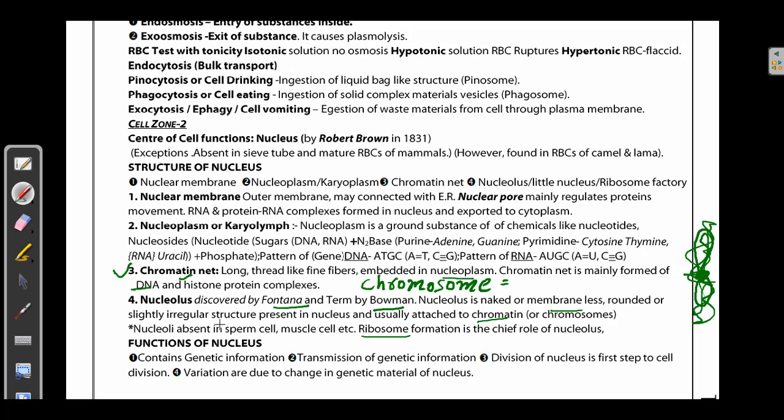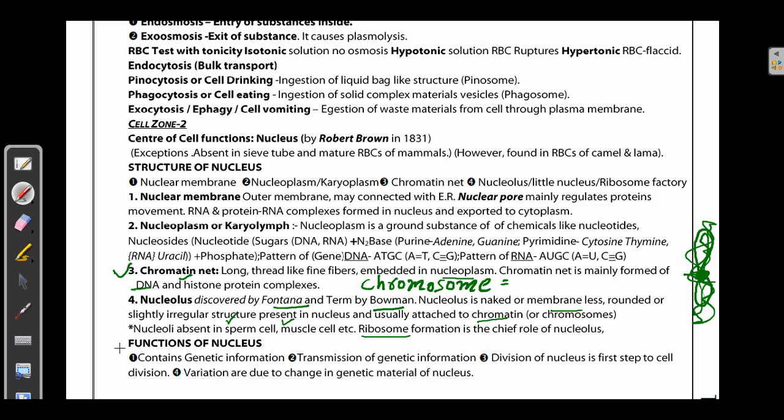There's no other function. The nucleolus is absent in a few places where there is no need to produce ribosomes. For example, the sperm cells, where it doesn't need to produce any proteins; it only has the exact chromosome number that is required. And next is the muscle cell. These structures lack the nucleolus inside the nucleus.